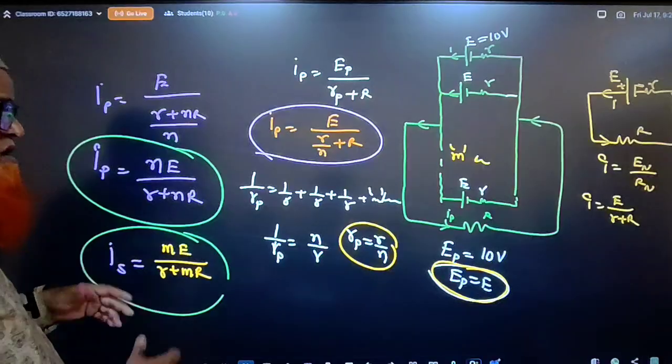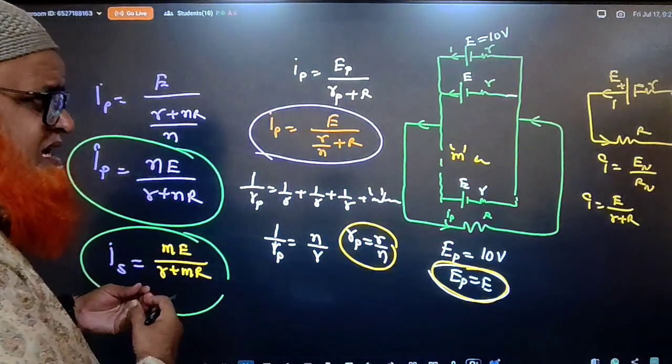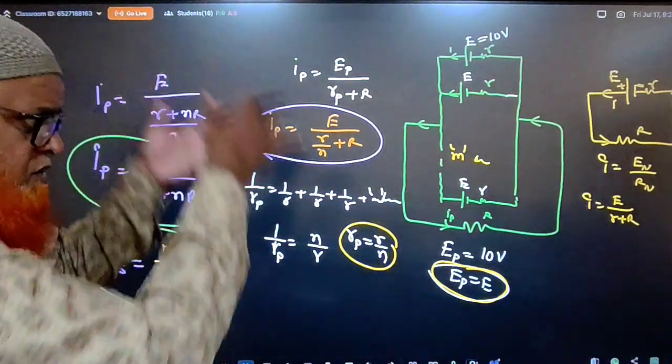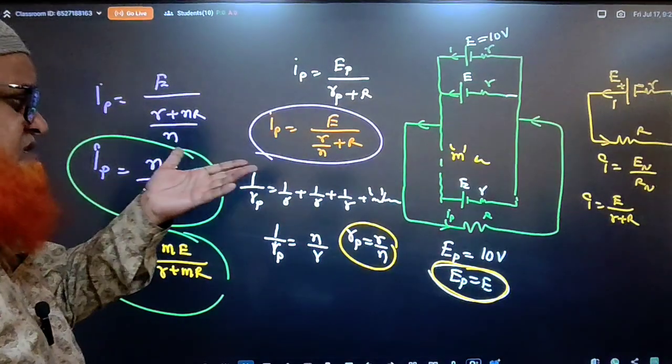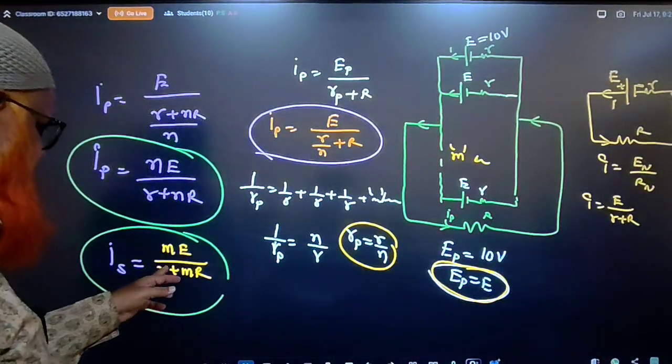So I have taken m because n is different. N may be 100 cells, like that. 50 rows, 50 cells are in parallel. Let us imagine m means 50 here. So I have taken series combination.